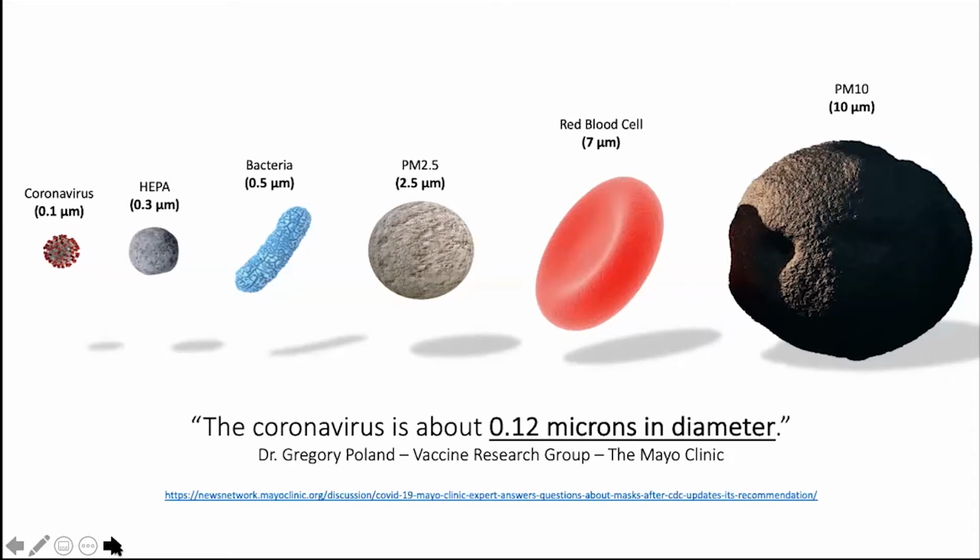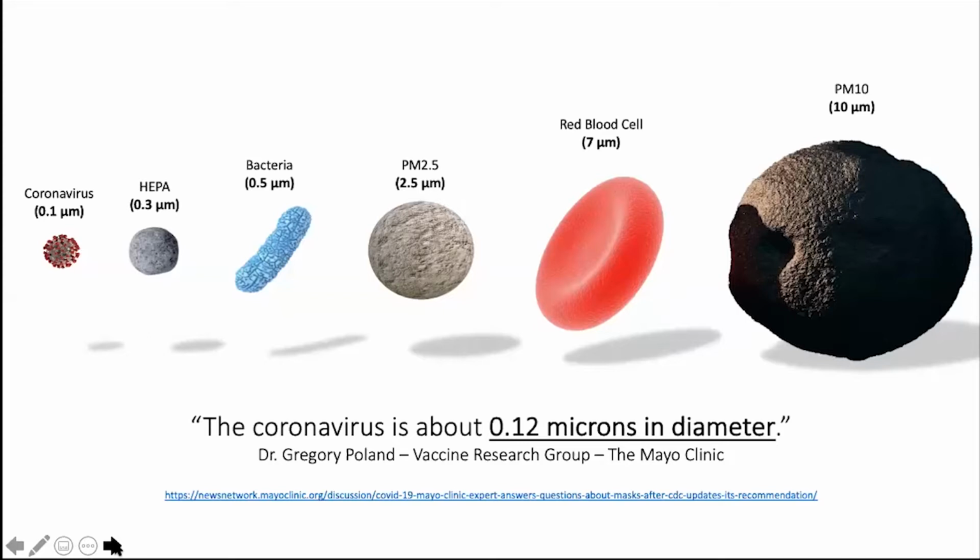In relation, HEPA, so high efficiency particulate arrestants, is rated at 0.3 microns. So the coronavirus is 1/3 the size of what HEPA is typically rated at. And we can see in the images here how big the coronavirus is compared to a normal bacteria or PM 2.5, which is particulate matter 2.5 and is a standard in testing air filtration. We can compare that to the size of red blood cells, and also to particulate matter 10 microns and larger, which is smaller than your typical household dust.